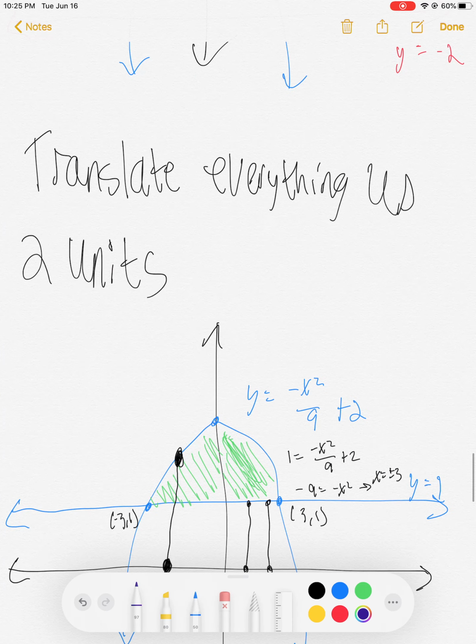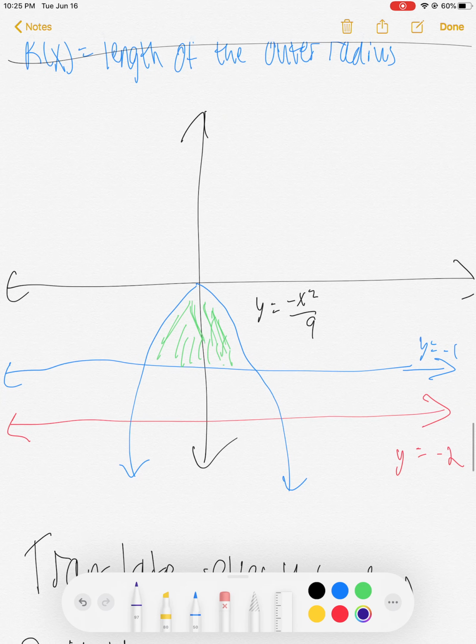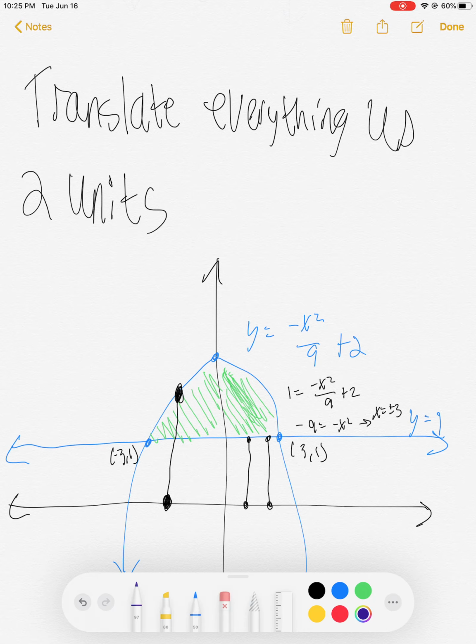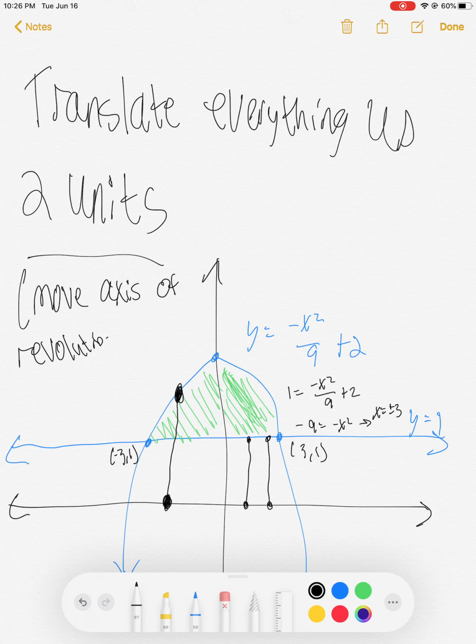I found it easier to translate everything. We started with this picture, and then we translated everything to the x-axis, which made our formulas much nicer to work with. The reason that I chose 2 units was to move the axis of revolution, in this case y equals negative 2, to the x-axis. Similarly, it might be a good idea, if we were doing something with respect to y, to translate everything to the y-axis.